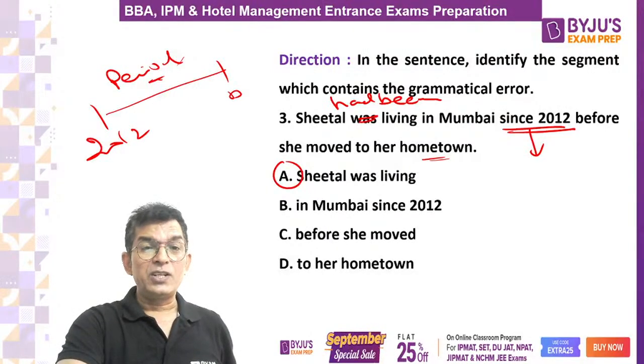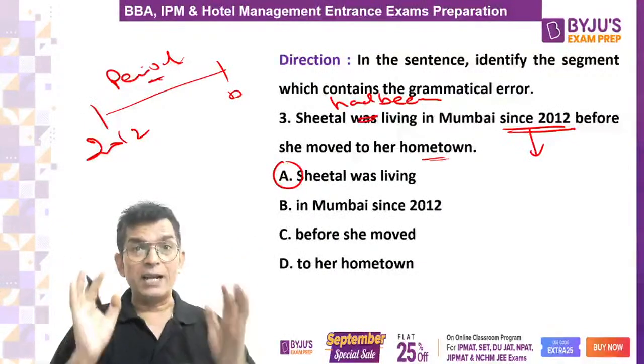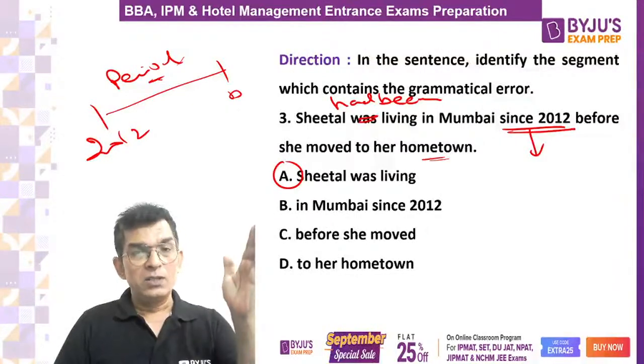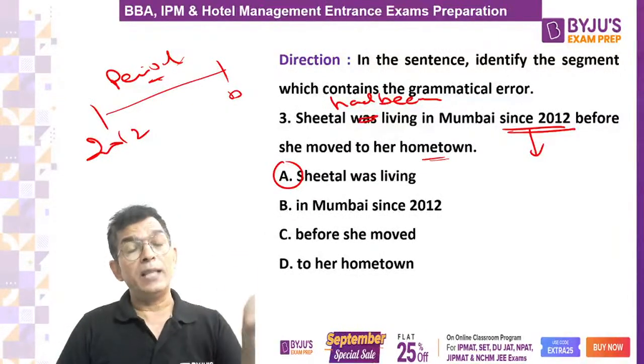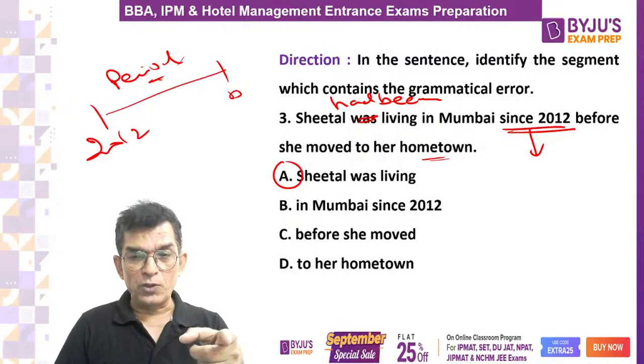Very nice. Okay, Sheetal had been living in Mumbai since 2012 before she moved to her hometown. Whenever you see since as an adverb, since always denotes a period, and that too a fixed period. How? Since means from, and the to is the next point of time. See, before she moved to her hometown.